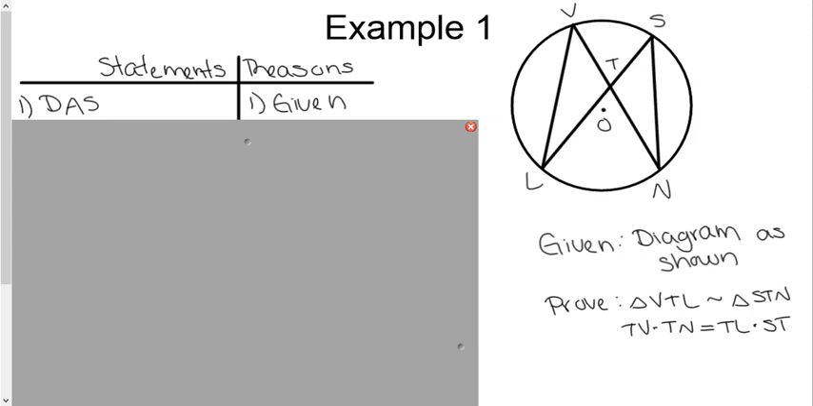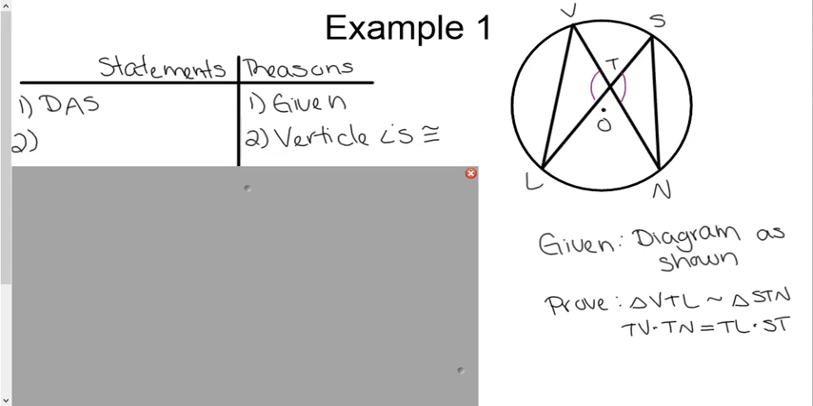Right now, just looking at this picture, I see two angles right here being congruent based on vertical angles. So step 2 is that vertical angles are congruent. These angles are angle VTL being congruent to angle STN. So there's one angle on each triangle being congruent.